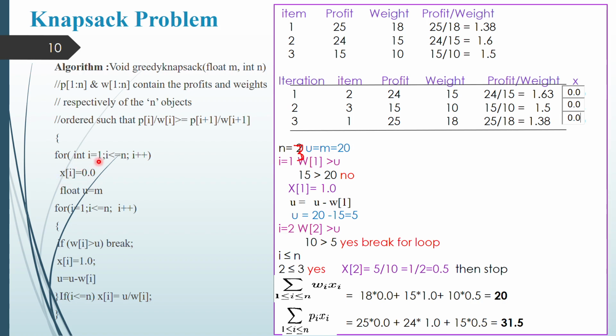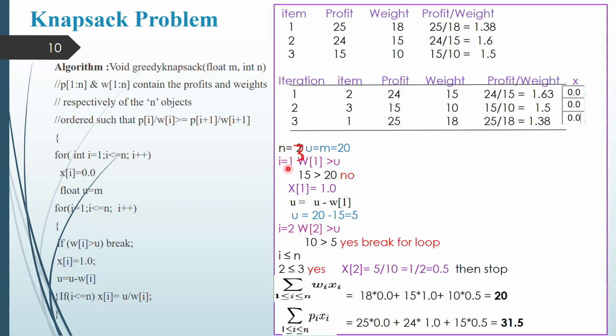So first I equal to 1, initialize with 0. So x of 1 is 0. I equal to 2, x of 2 is also 0. Means all 3 values you initialize: x of 1 is 0, x of 2 is 0 and x of 3 equal to 0 here. Next, float, I am taking one variable u equal to m. You already know that the capacity of the bag is 20, so u equal to 20 now. Now I'll execute this for loop.